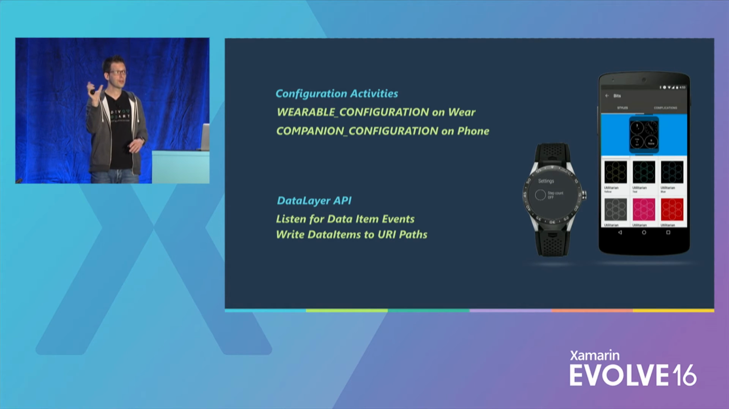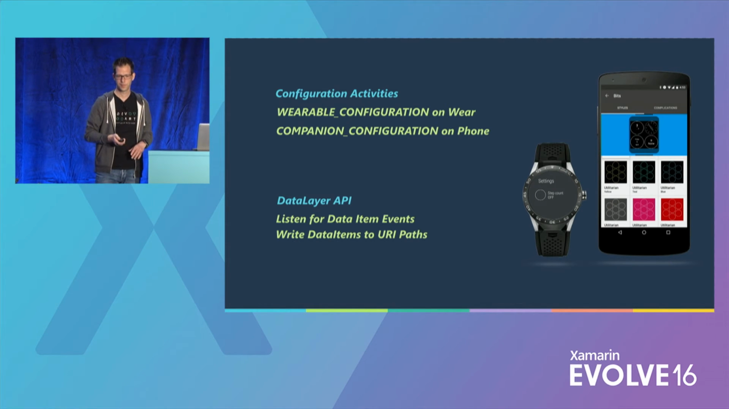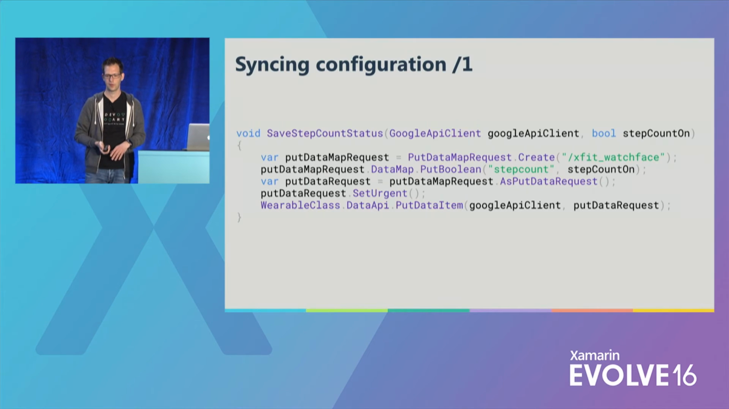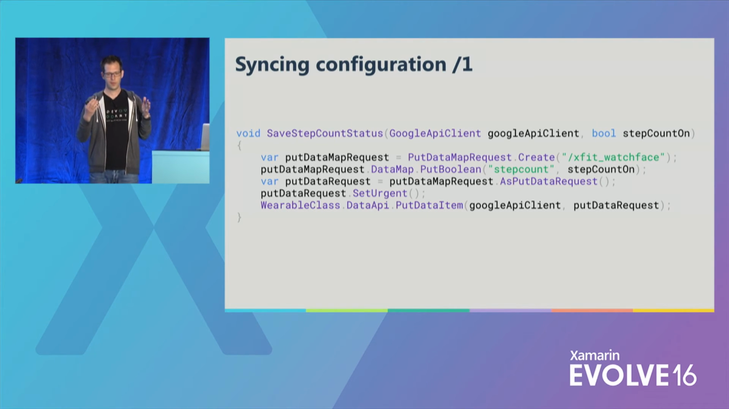So you need to synchronize this piece of information from your phone to the watch. And this is where the data layer API comes in. This is how you will synchronize the fact that the step counter should be displayed or not in the sample watch face. As you can see, we're assembling a data map request, which basically is just a glorified hash map, which can be serialized via the data layer API. And then in the last line, we're sending it to the data layer for Android Wear to send across the wire.